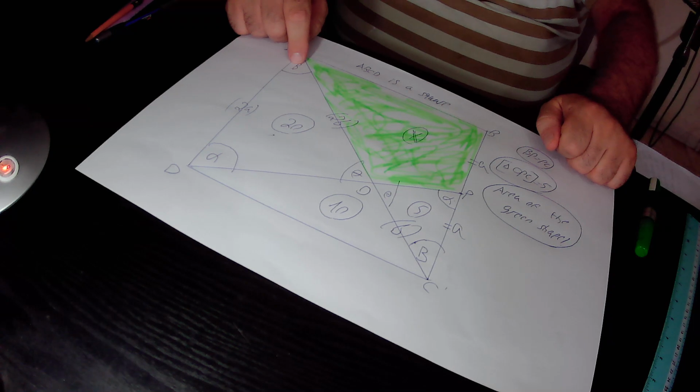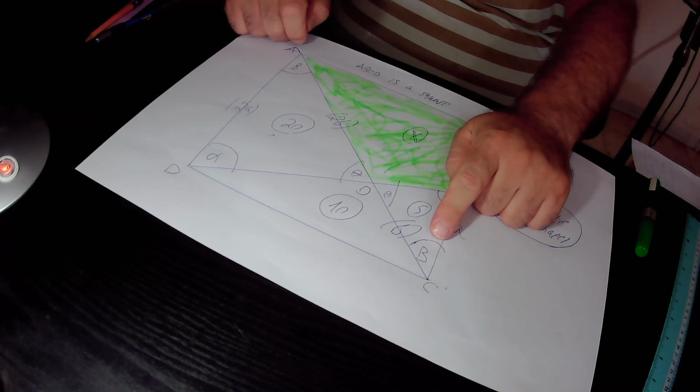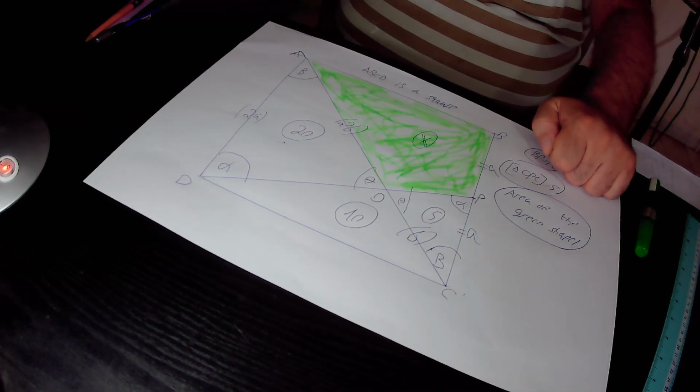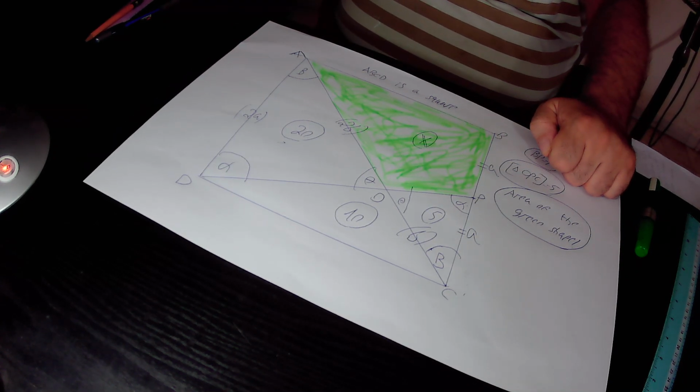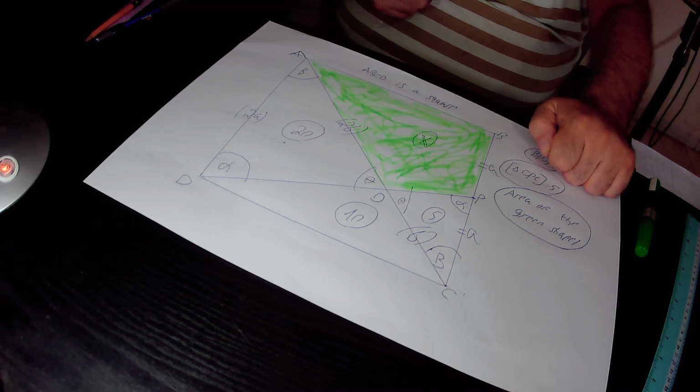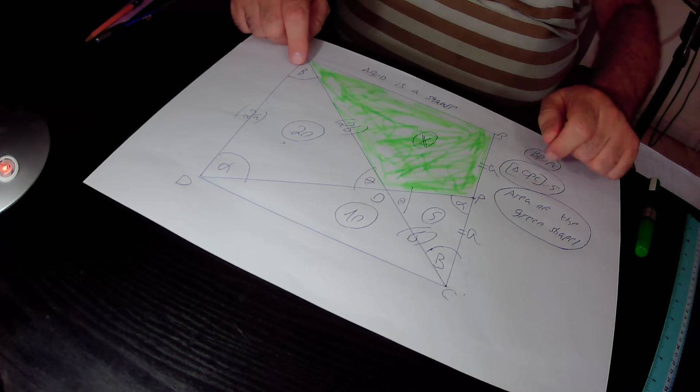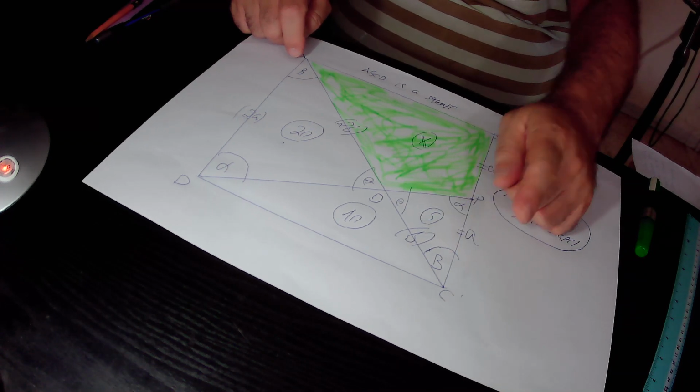So if the size of this angle is beta, then the size of this angle must also be equal to beta, according to Rule 15. Rule 15 states that alternating angles between parallels are equal to each other. So if this angle is beta, then this angle must also be equal to beta according to Rule 15.